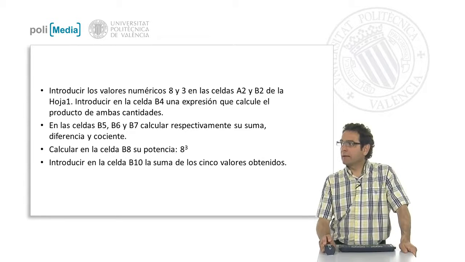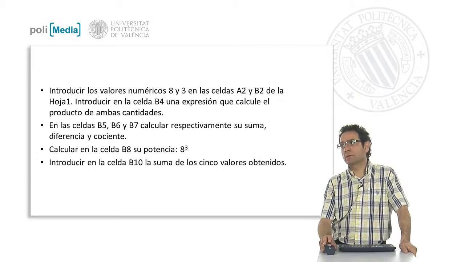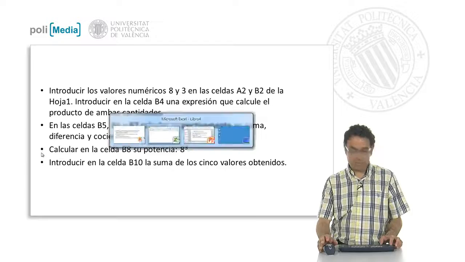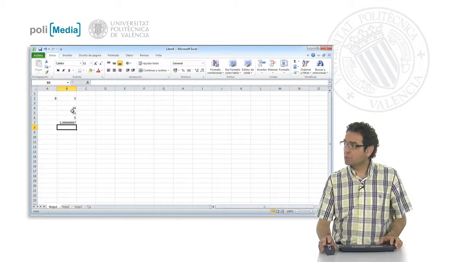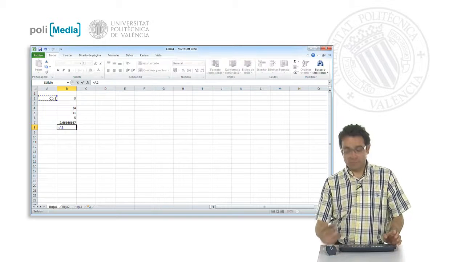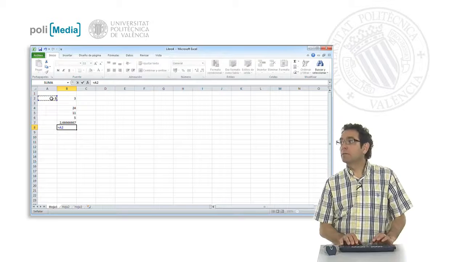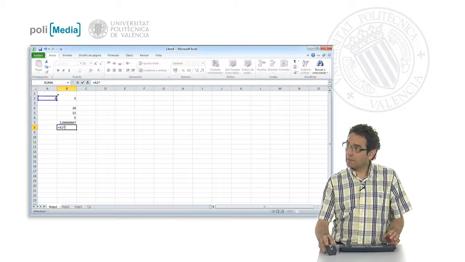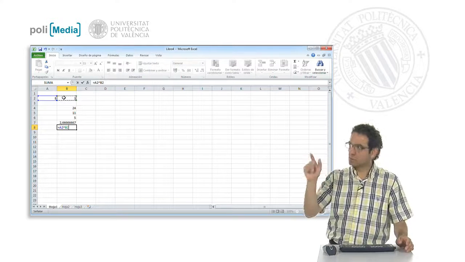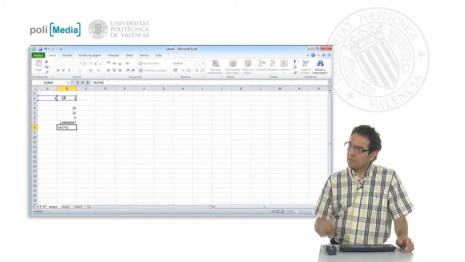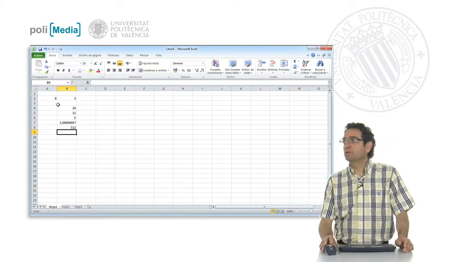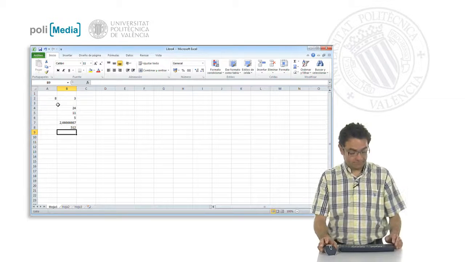Next, it told us to calculate in cell B8 its power, that is, 8 raised to 3. We go to Excel, and in cell B8, which is where we are situated, we are going to put an expression which is the base 8 raised. We do this using the circumflex. And the 3 that we have in cell B2. 8 raised to 3, or A2 raised to B2. We hit enter and it gives us indeed 8 by 8, 64 by 8, 512.